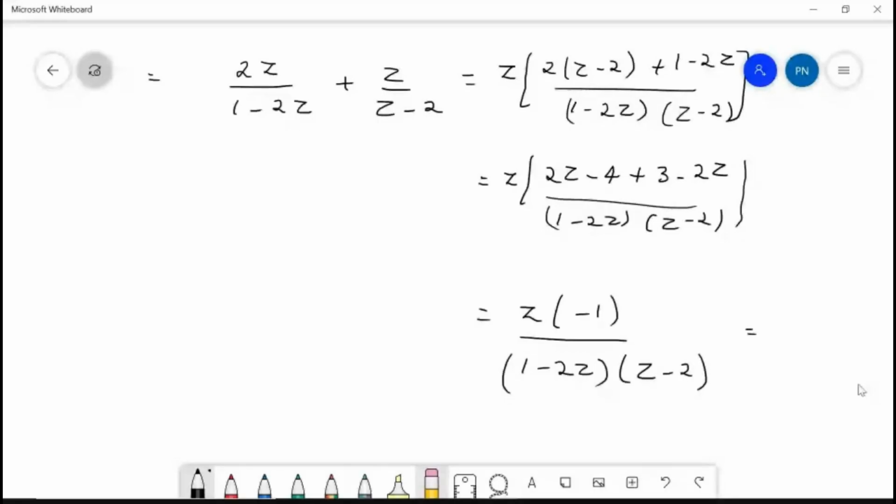अच्छा 4 नहीं, ये 1 है. This is 1. Okay. So minus 3, so minus 3z upon 1 minus 2z into z. Tell me the region of convergence also.